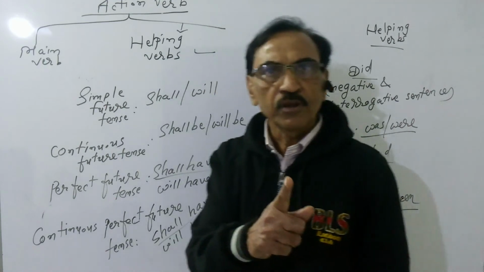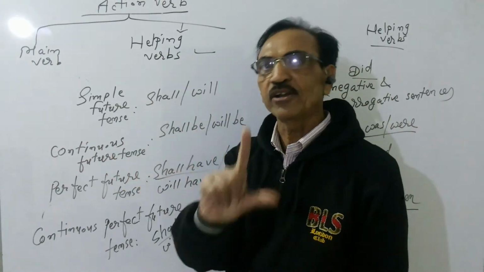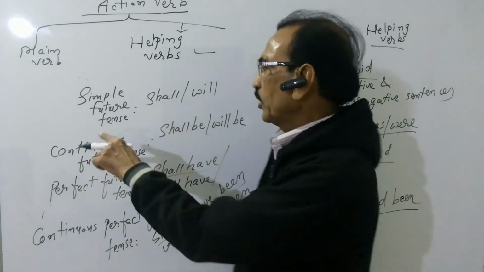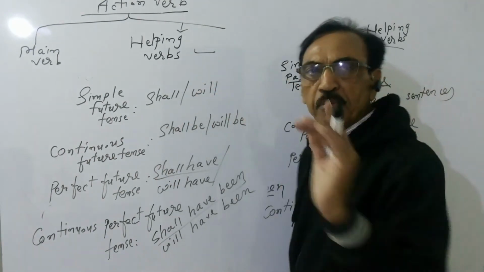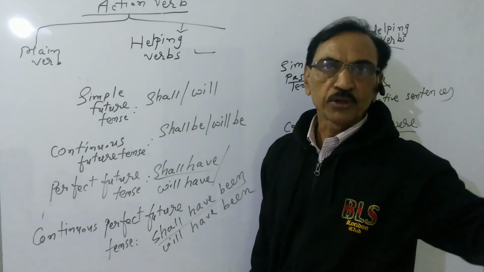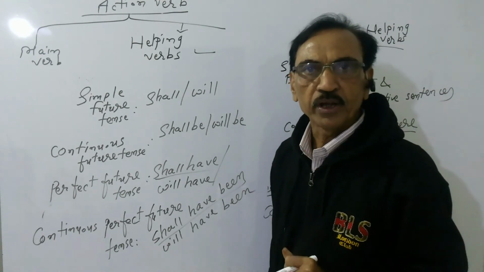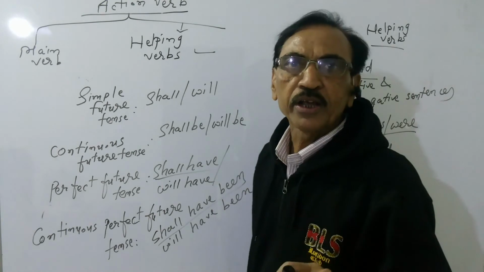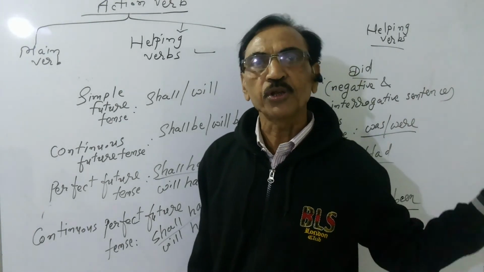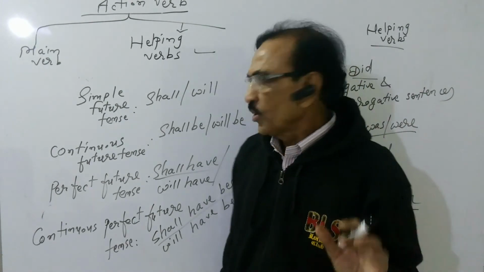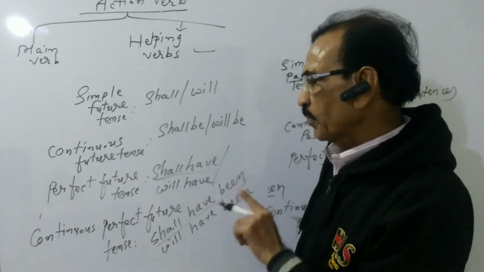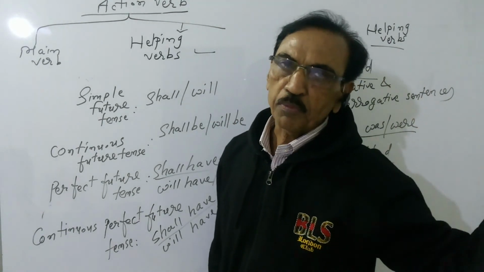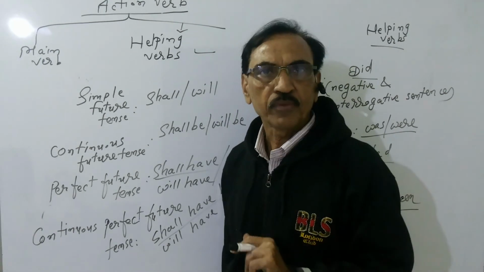In simple present tense, we have to use do and does in negative and interrogative sentence. In simple past tense, we use did. In continuous present tense, we use am is are. Whereas in continuous past tense, we use was and were. In perfect present tense, we use have and has. Whereas in perfect past tense, we use had. Similarly, continuous perfect present tense have been and has been. Whereas in continuous perfect past tense, we use had been.